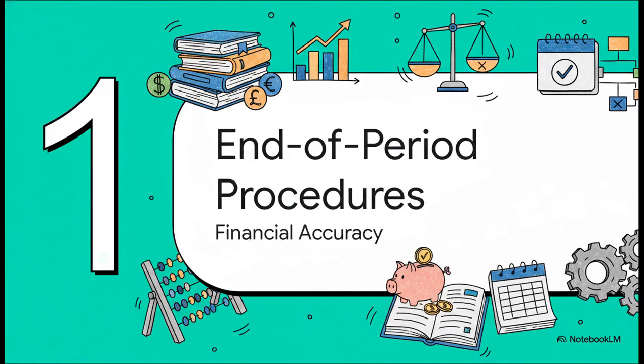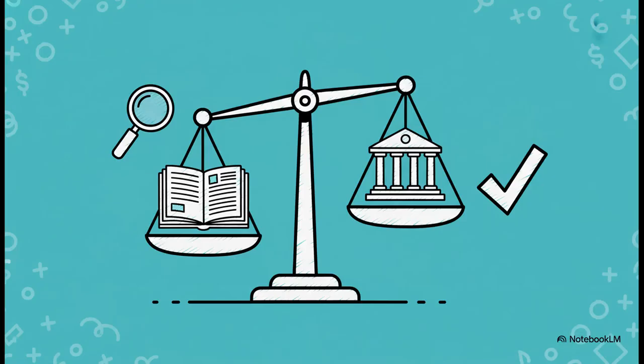All right, let's start with the basics. End-of-period procedures. You can think of these as the fundamental checks you need to run to keep your accounting records accurate and perfectly balanced. The core principle here, as the source material makes very clear, is regular reconciliation. It's really all about matching your internal books to external documents, like bank statements. This is absolutely the best way to make sure your financial data has integrity.